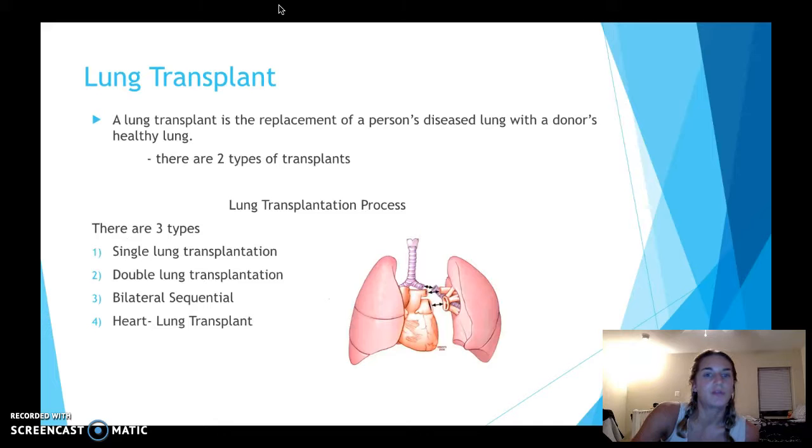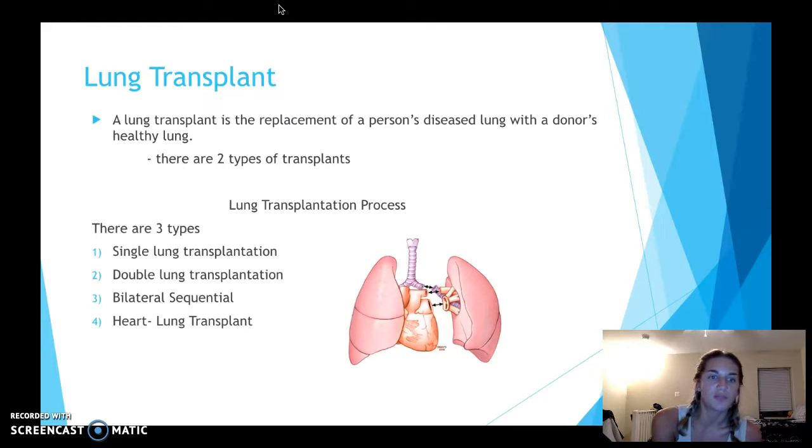A lung transplant is a replacement of a person's diseased lung with a donor's healthy lung. So there are 2 types of transplants: cadaveric, which comes from a deceased organ donor, and a living transplant, which comes from a healthy, non-smoking adult. And you can do one lung or 2 lungs.